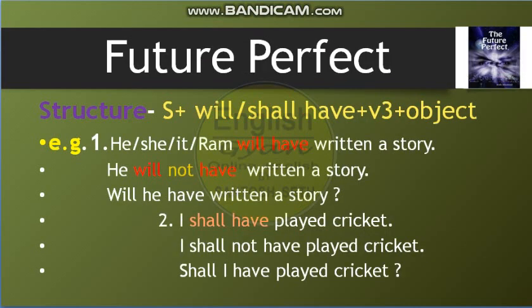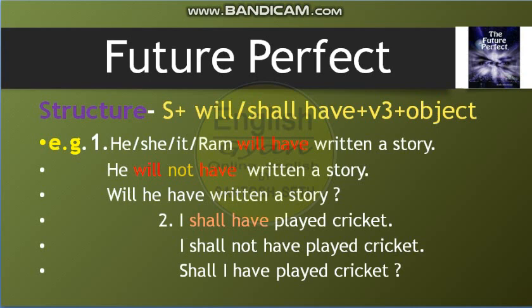Future perfect. As we have done present perfect and past perfect, where we were using has, have, then past tense had. Now here you have to use will or shall have. Don't use has in any condition. Whatever the subject is doesn't matter. With will and shall you have to use only have plus V3, meaning the third form of the verb. Examples: he, she, Rama, it will have written a story.